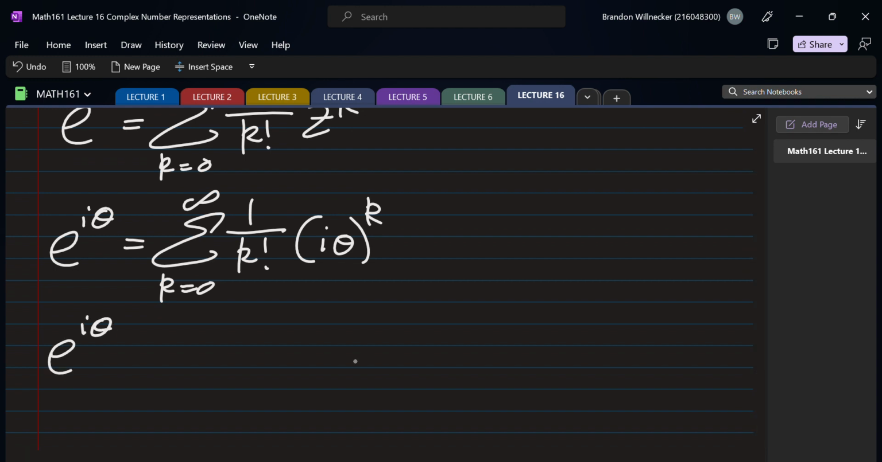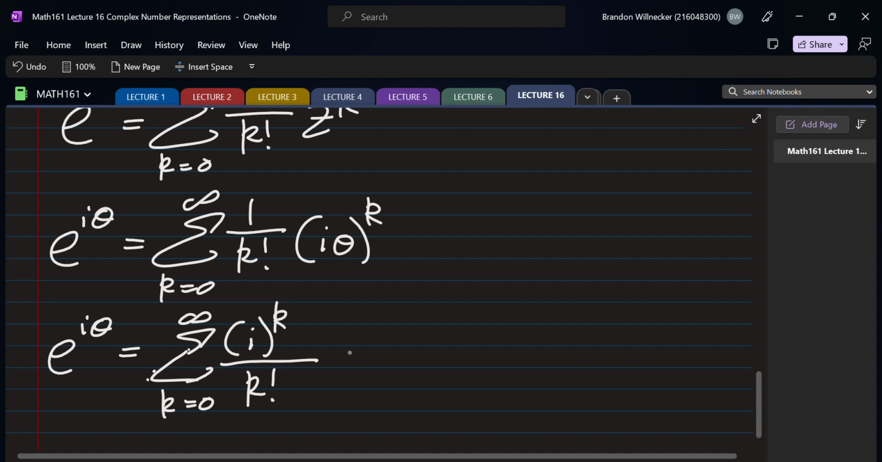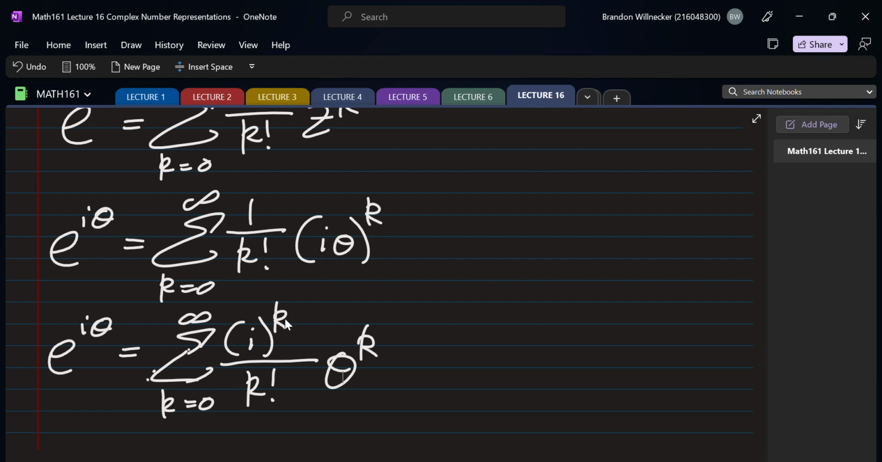Now i theta to the k we can separate into two parts. We can write this as e to the i theta is equal to the sum from k equals 0 to infinity, i to the k, that's a bit strange, but we'll look at this on the side, over k factorial, theta to the k. Now, this looks similar to what we've seen before with these Taylor series, but this i to the k, that's new. i to the k is a complex number, but what kind of complex number is it? What's the real part? What's the imaginary part? Okay, we'll look at that on the side.